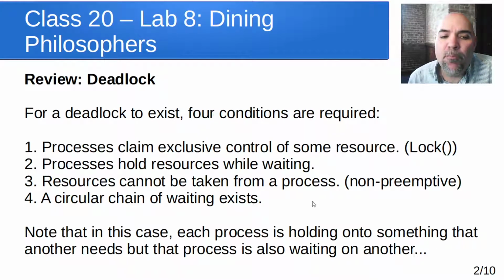And then we have processes have to hold resources while waiting for other resources to become available. Resources can't be taken from a process, meaning that once a process has it, it has to release it. It can't just be forcibly taken from it. And then we have to have a circular chain of waiting that arises and exists. And if we have all 4 of those conditions at the same time, we have deadlock. And so the idea is that each process is holding on to something that another needs, but that process is also waiting on another thing that another process has.